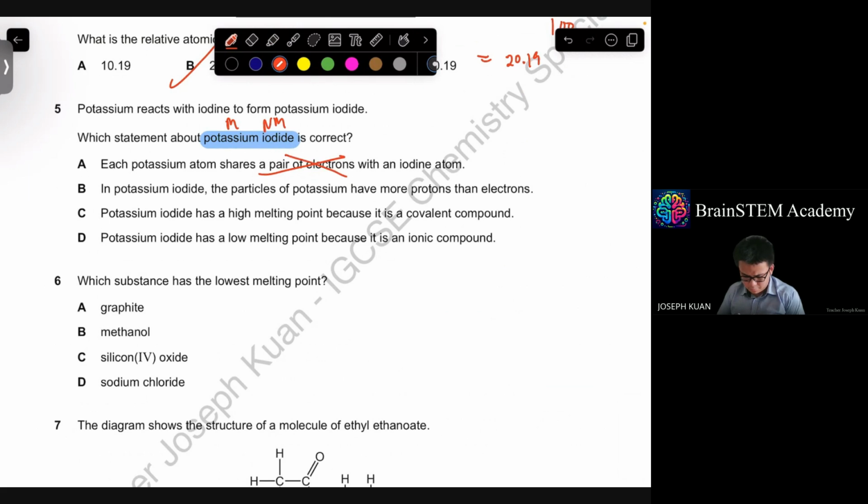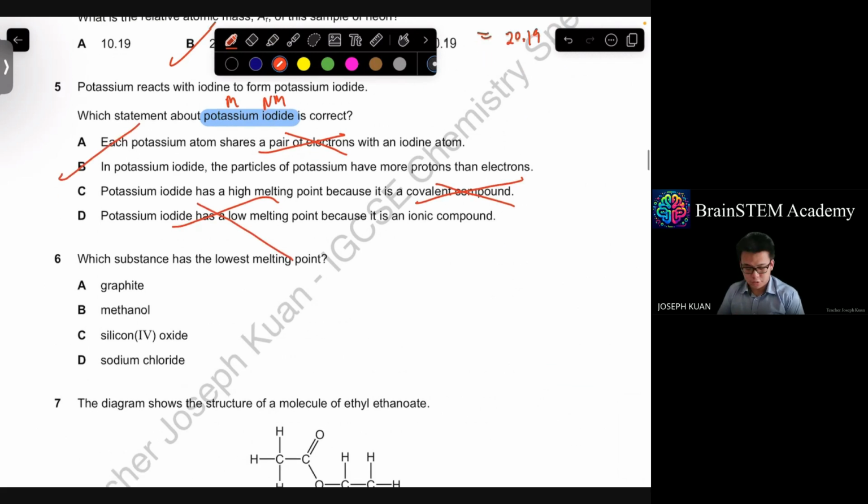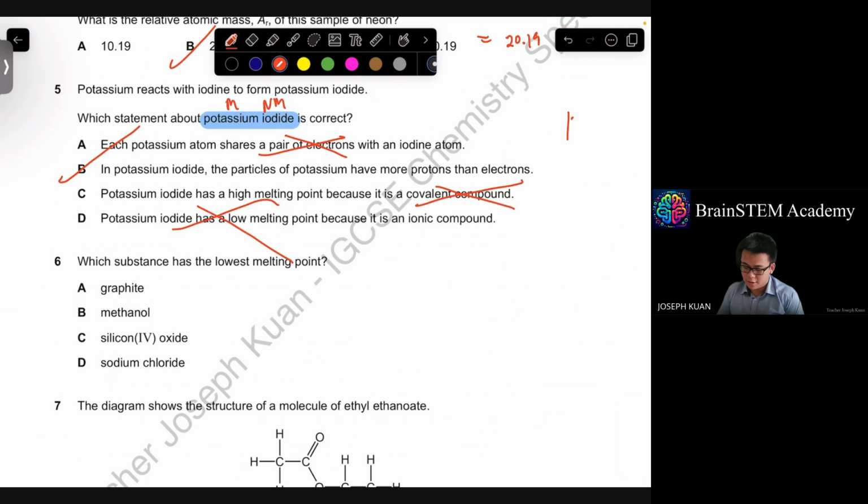And then for B, in potassium iodide, the particles of potassium have more protons than electrons. That sounds correct, but let's just double check other things. So it is not an ionic compound. It has high melting point. So the best answer is B. And it's true, because potassium is a positive ion, it has more protons than electrons in its positive ion state.